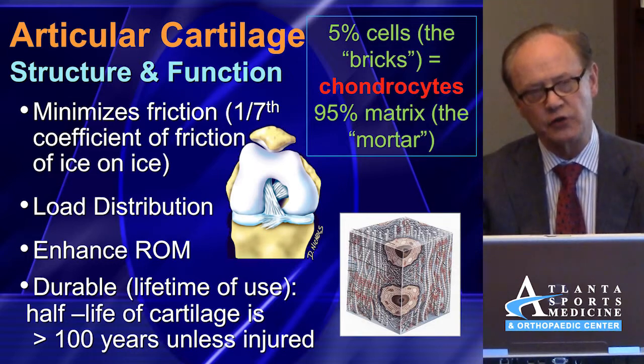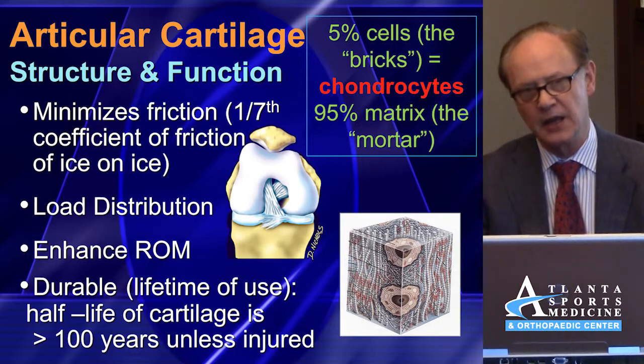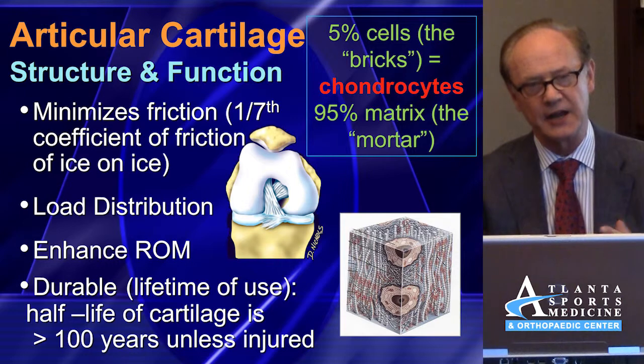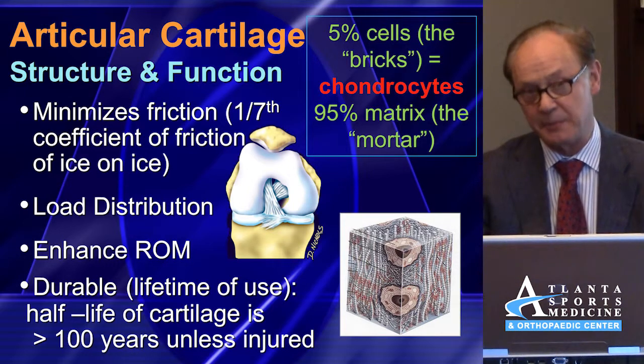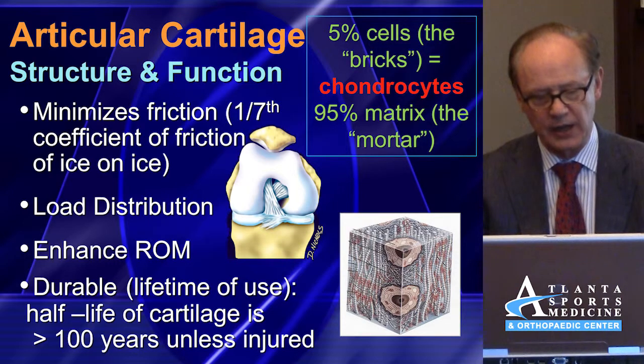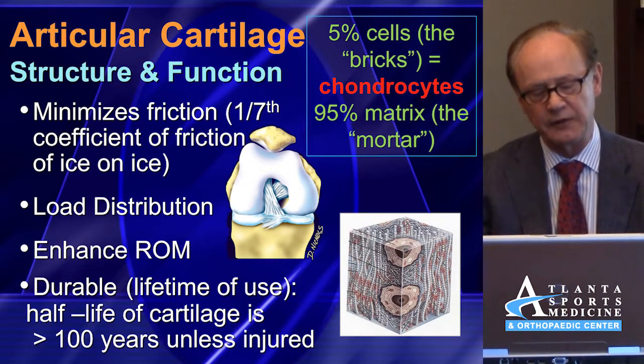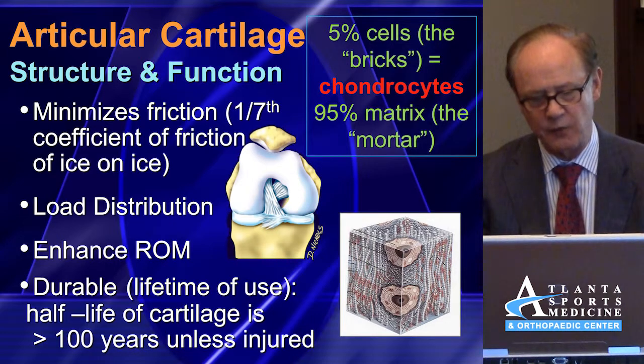Its primary function is load distribution. It protects the bone of the joint throughout running and sports events and all those kinds of things. It protects the bone from where actually the pain fibers are in the bone. It also enhances range of motion by gliding and allowing for smooth motion as you move back and forth.